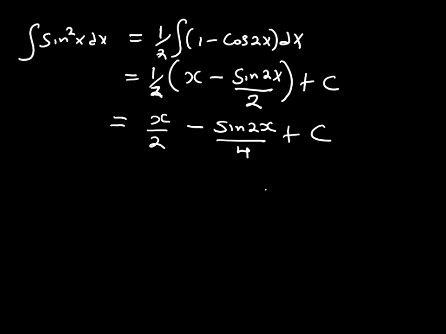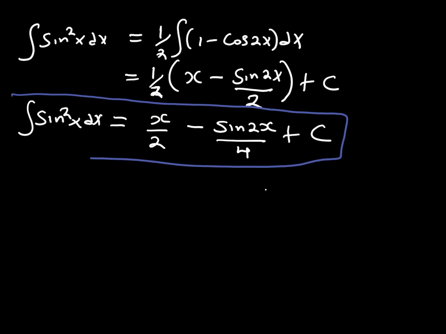We have integrated sine squared x dx. So what trick have we used? It is expressing in terms of the cosine of double angles. That's the trick, which is also important. So this result too, you may not learn it by heart, but you at least must know what we get at the end of the day.